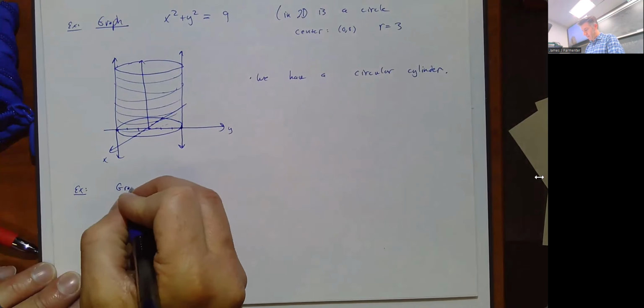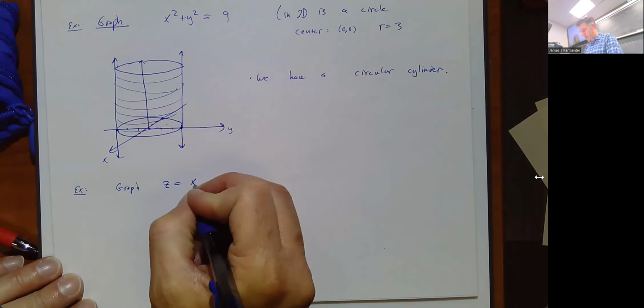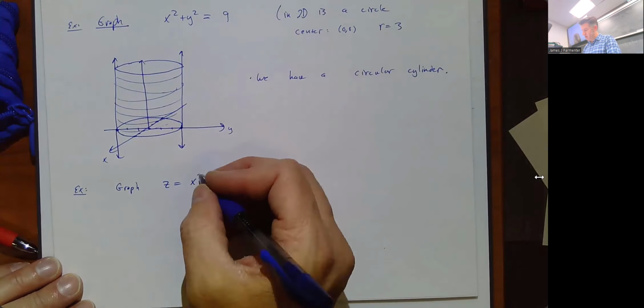Let's graph the following. Let's graph z equal to x squared. X squared, sure, why not? Plus 1.